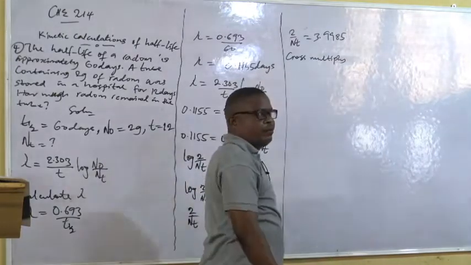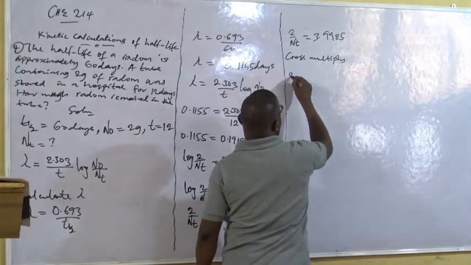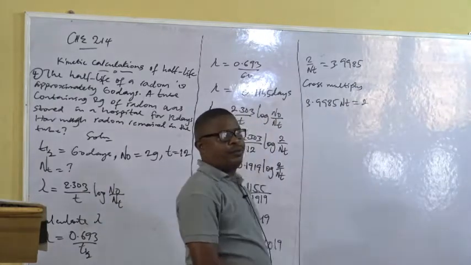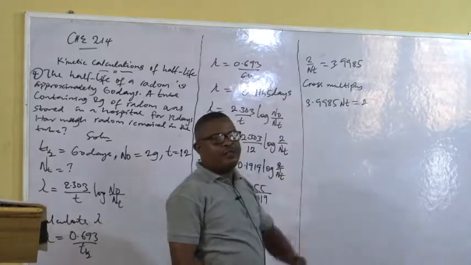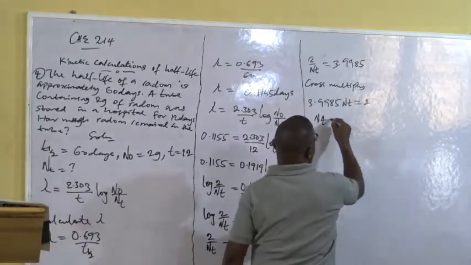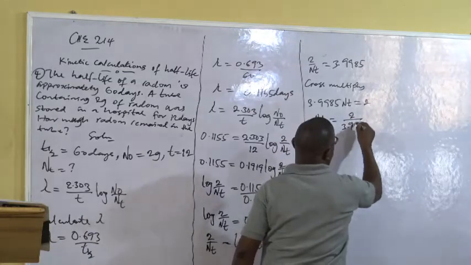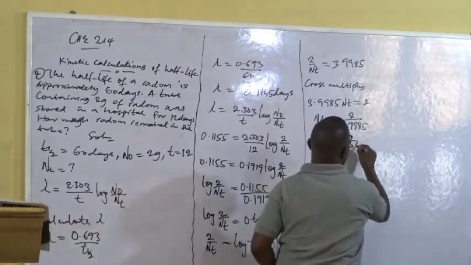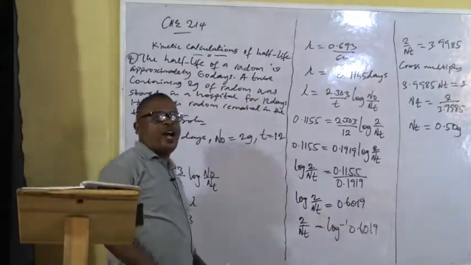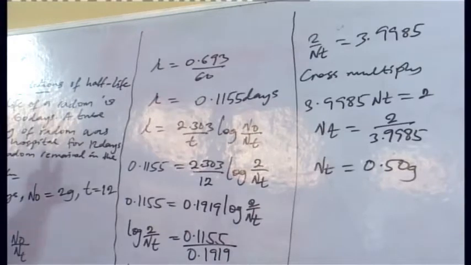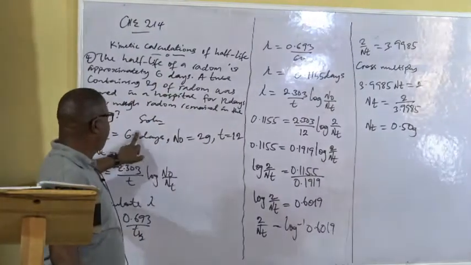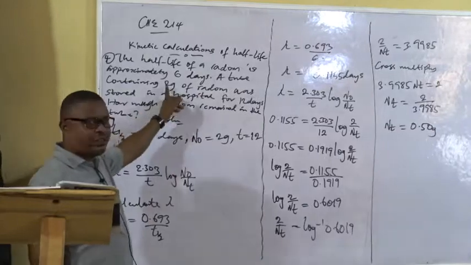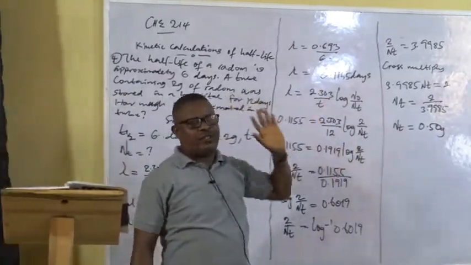So we cross multiply now. This will multiply this. That's 3.9985 Nt is equal to 2. So we divide both sides by 3.9985 to get our Nt. Nt is now equal to 2 divided by 3.9985. So my Nt will be, if that is divided, 0.50 gram. So that is the amount remaining after 12 days that it has been kept in the laboratory. So the amount left out of the 2 grams that was kept is 0.50 gram.